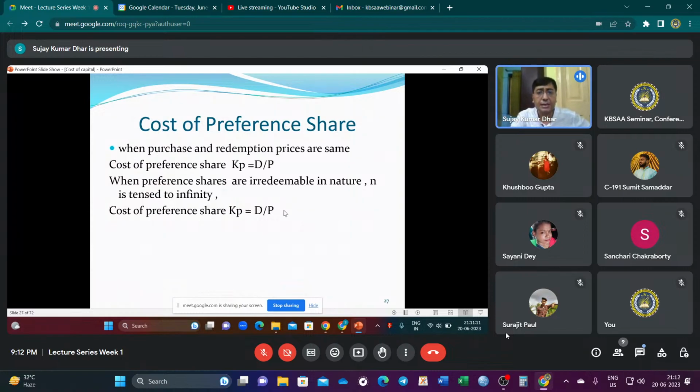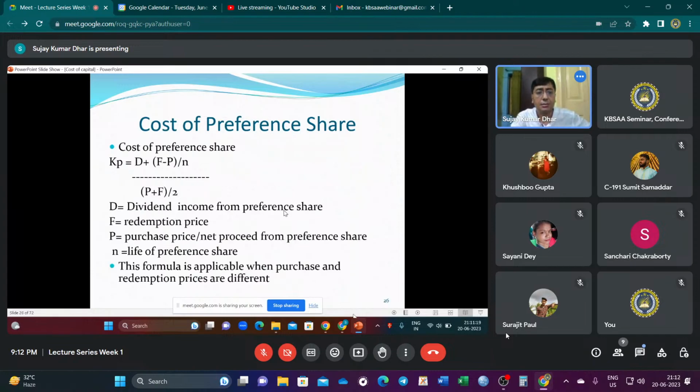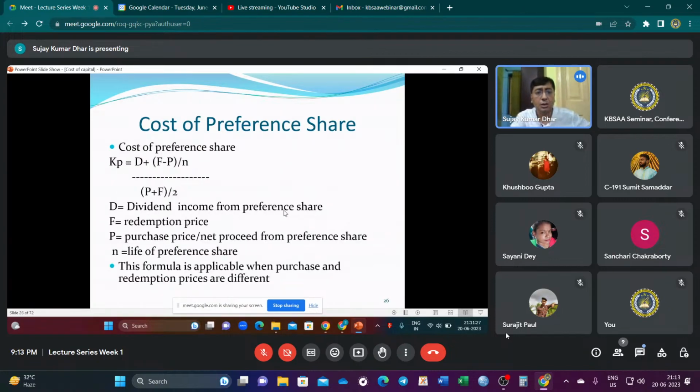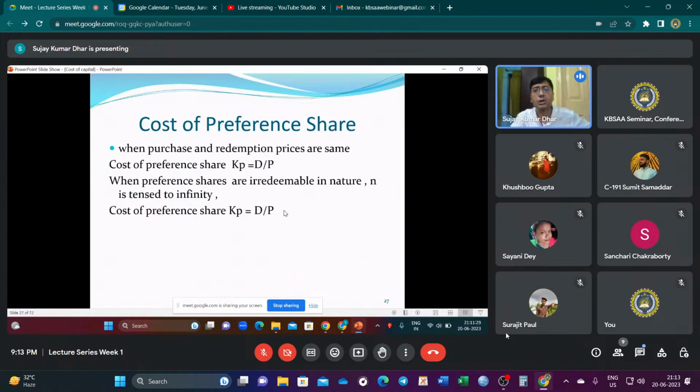Now when purchase and redemption price are same, cost of preference share is D by P. That means F equal to P. When preference shares are irredeemable in nature, N tends to infinity, so again cost of preference is D by P.